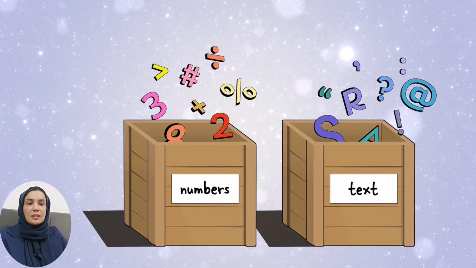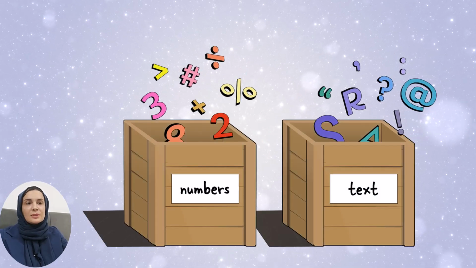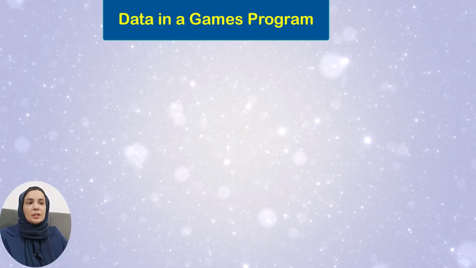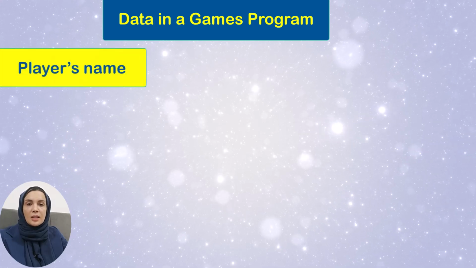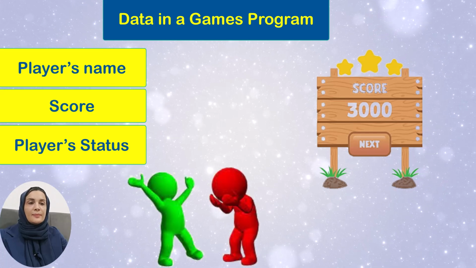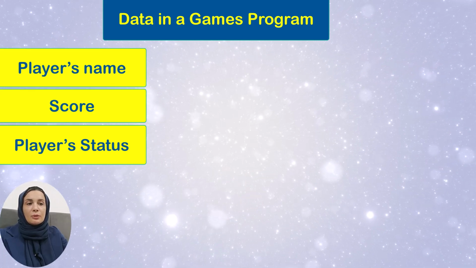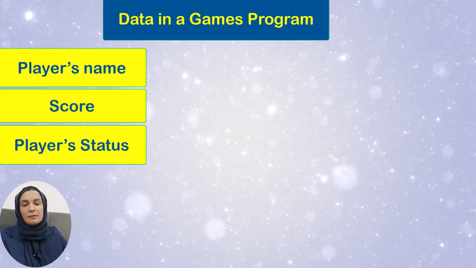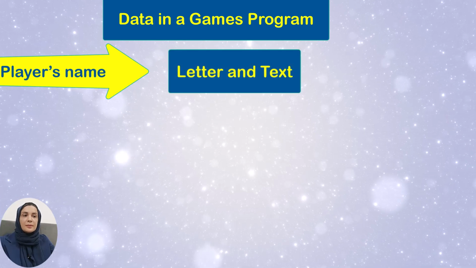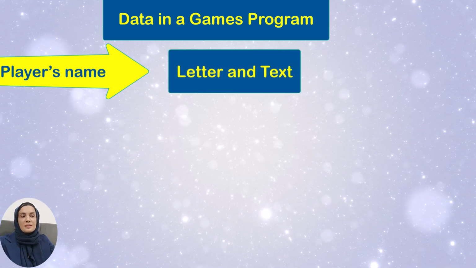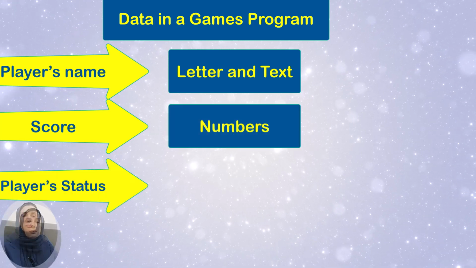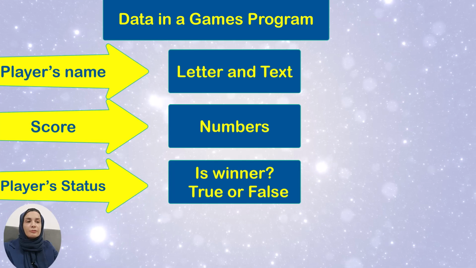As you know, data is essential for any program. For example, if we want to create a game, we need information like the player's name, score, and player status, winner or loser. To represent this information, we use different types of data. The player's name is made of letters. It's represented as text. The score is a number. The player status can be represented by a true or false value.